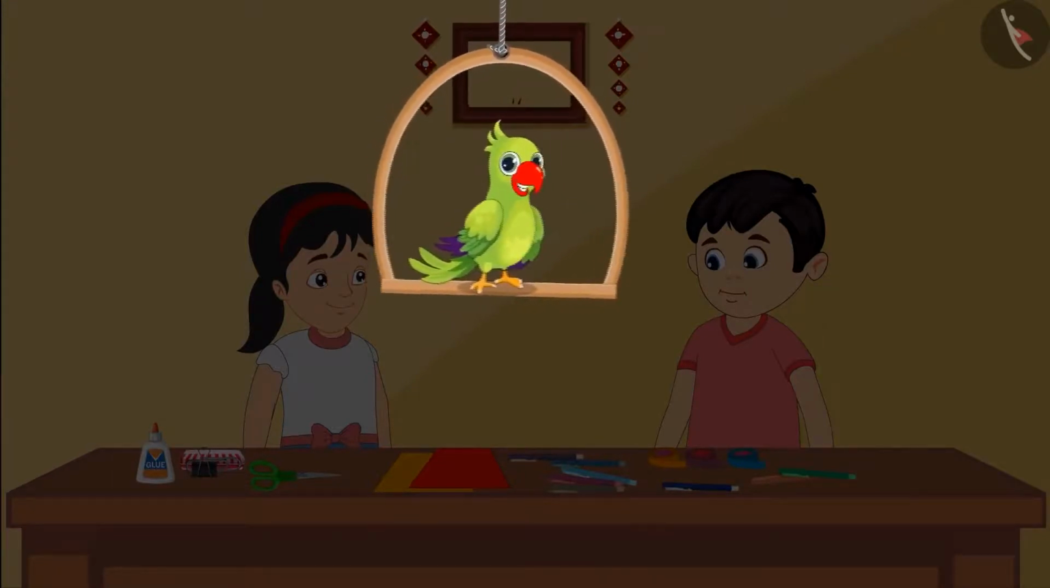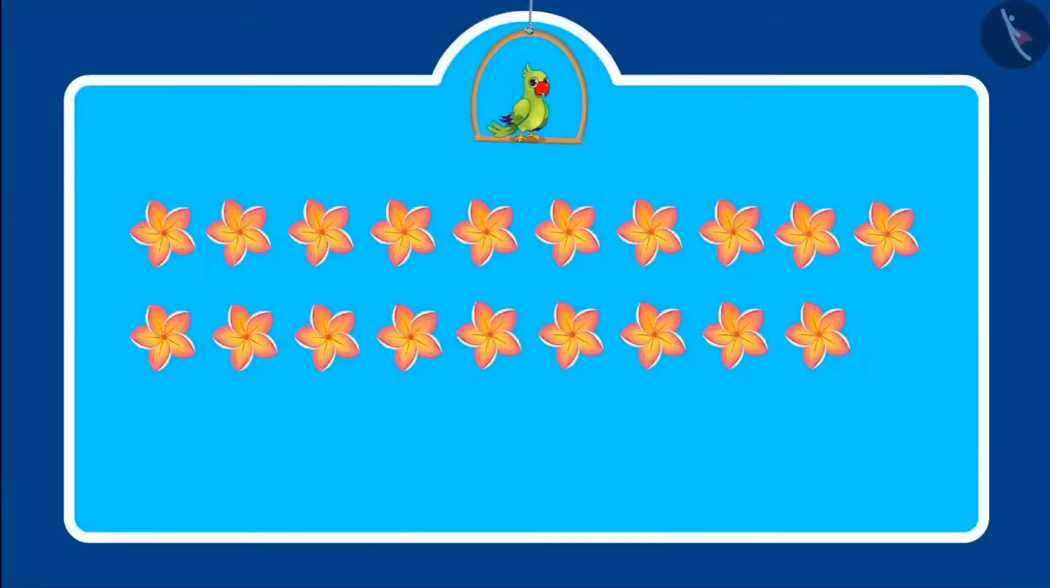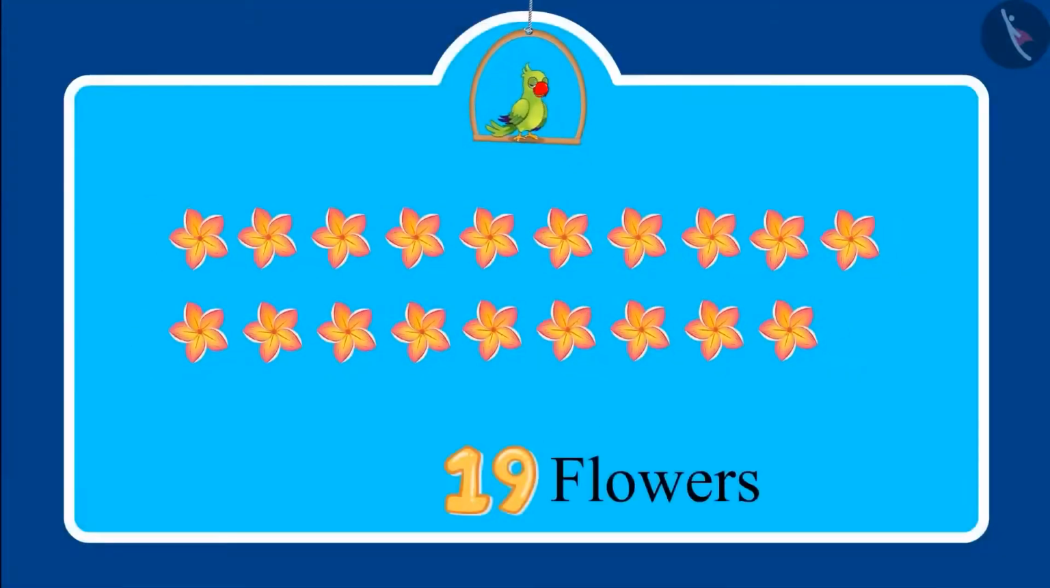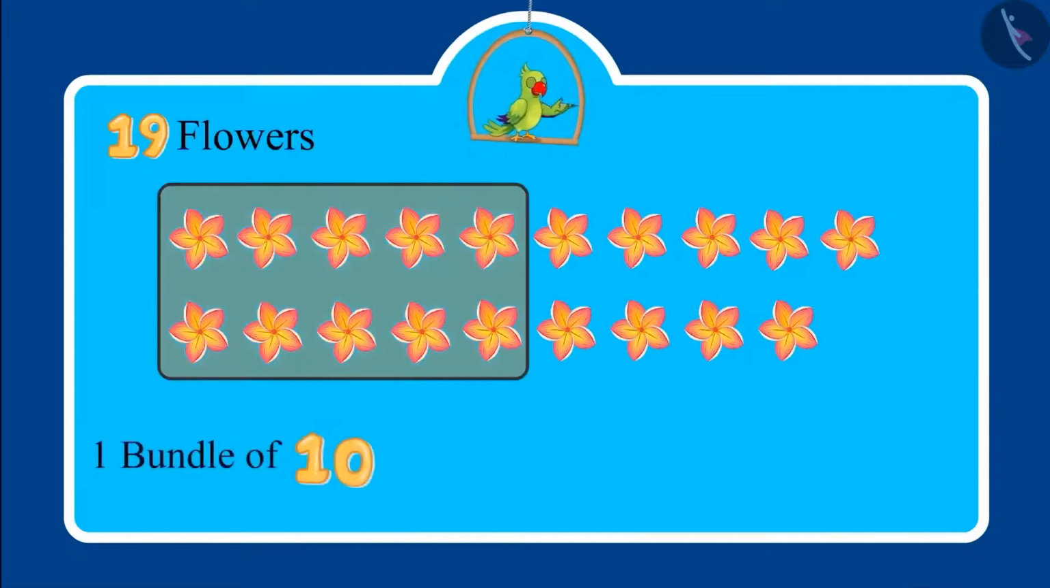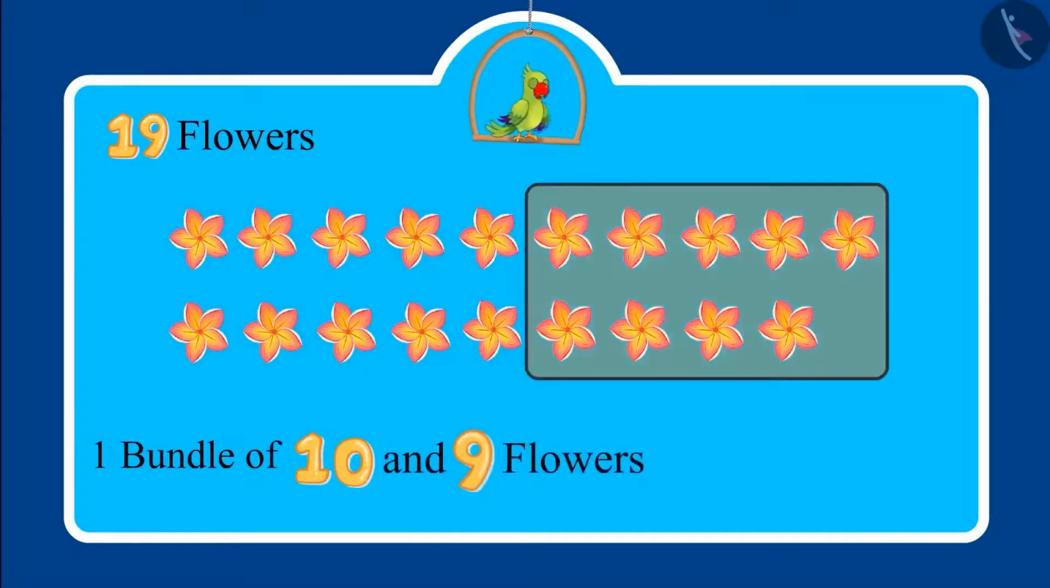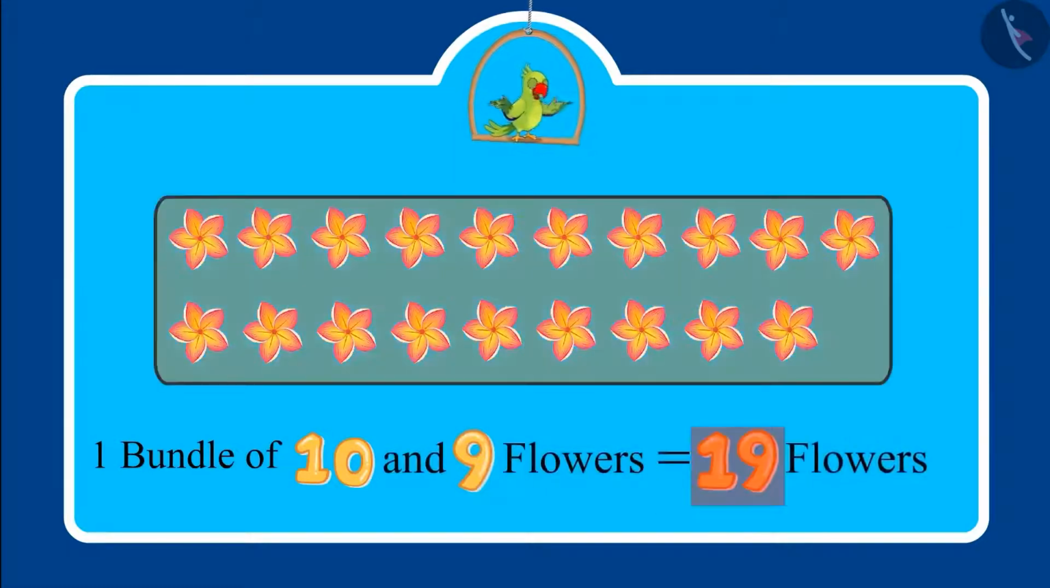Come on, let's look at another example. These are some flowers. The number of these flowers is written below them. Can you identify and tell me this number? Yes, this is 1 bundle of 10 flowers and 9 more flowers. That means in total 19 flowers.